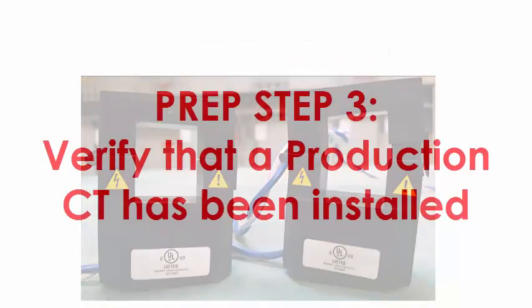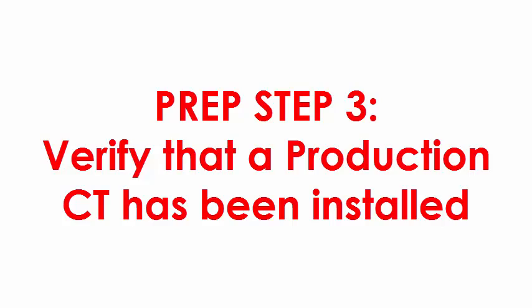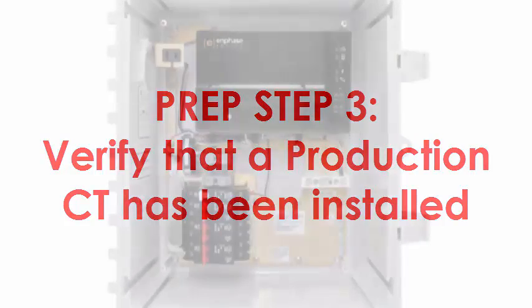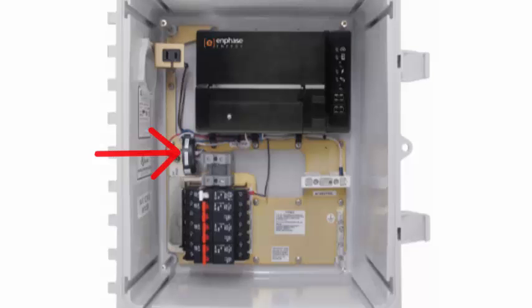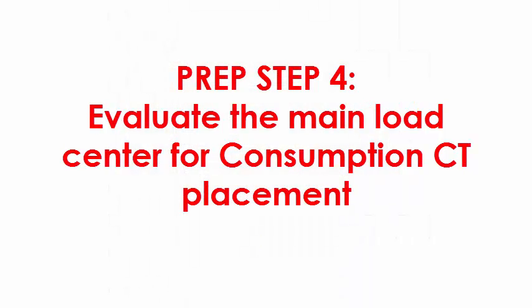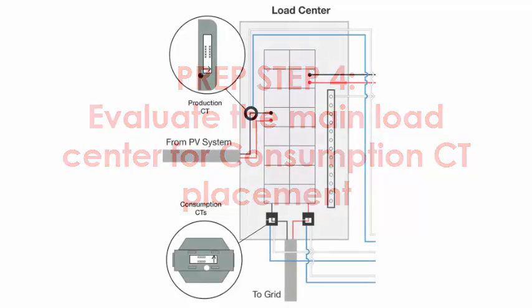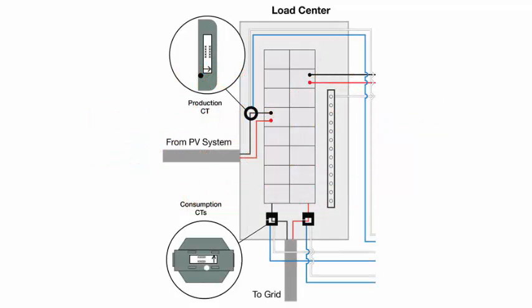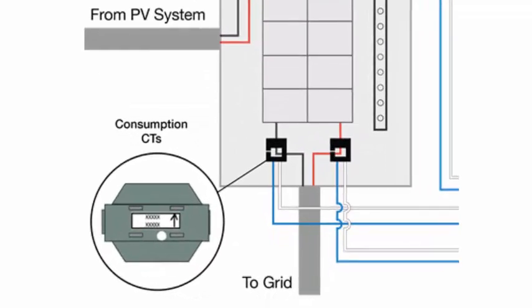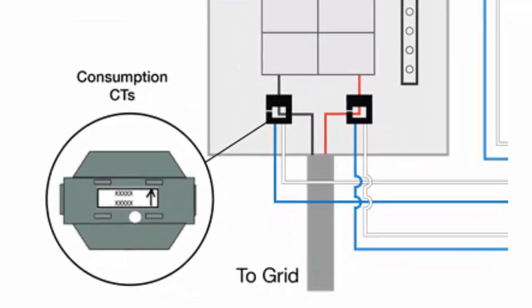Step 3. Verify that a production CT has been installed. If you are using the Enphase AC Combiner box, the production CT has already been installed for you. Step 4. Evaluate the main load center for Consumption CT placement. Before installing Consumption CTs, evaluate the main service panel to determine if the split-core Consumption CTs can be installed around the service conductors or bus bars.